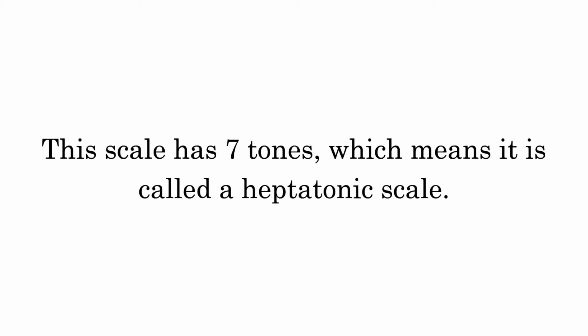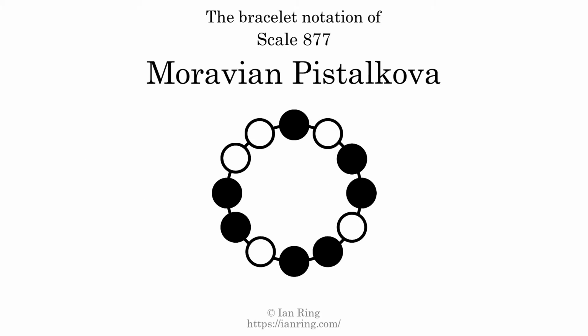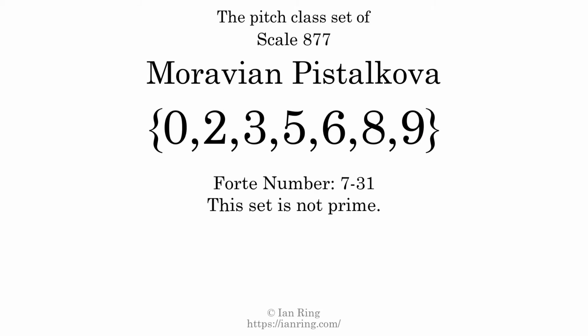This scale has 7 tones, which means it is called a heptatonic scale. This is a bracelet notation diagram of scale 877. The shaded circles represent tones that appear in the scale, and they are read clockwise, starting at the top. The pitch class set for this scale is 0, 2, 3, 5, 6, 8, 9.